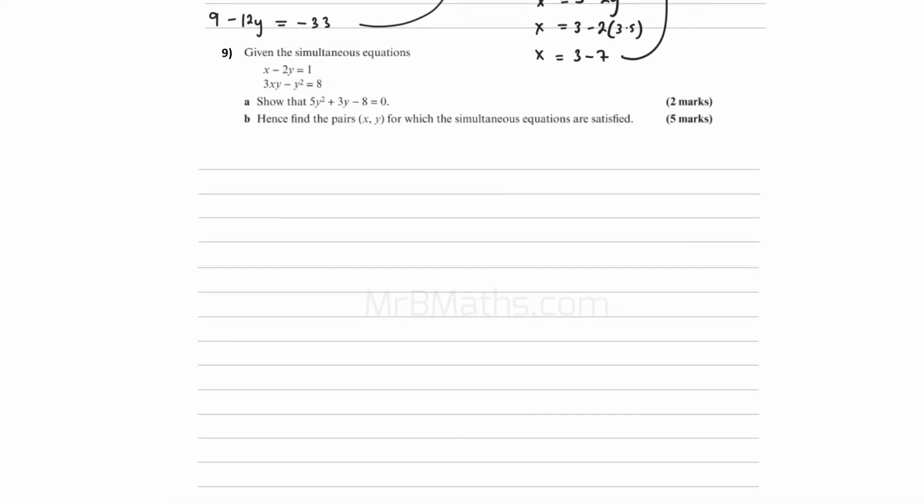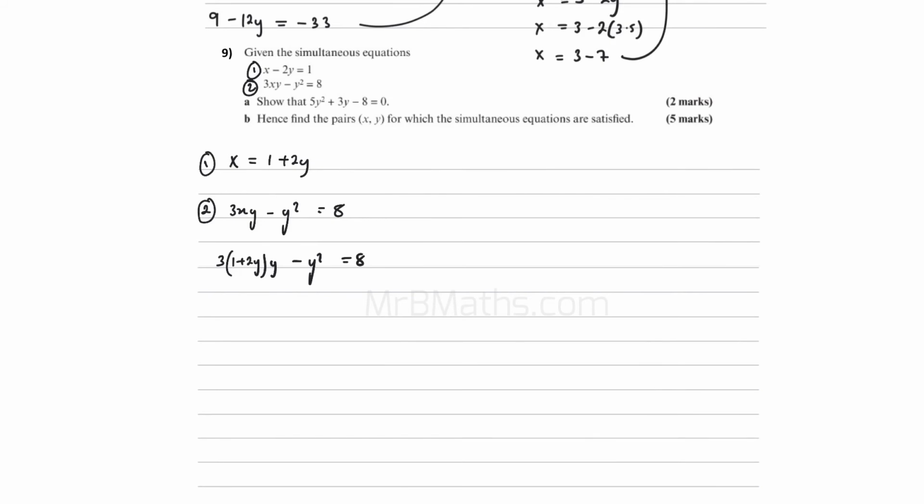Question 9. So for A, show that 5y squared plus 3y minus 8 equals 0. Okay, so equation 1, equation 2, I'm going to rearrange equation 1. x equals 1 plus 2y. I'm going to sub this into equation 2. So let me just write 3xy minus y squared equals 8. And then I'm going to substitute this in. So this could be 1 plus 2y. And then there's a y here as well. Minus y squared equals 8.